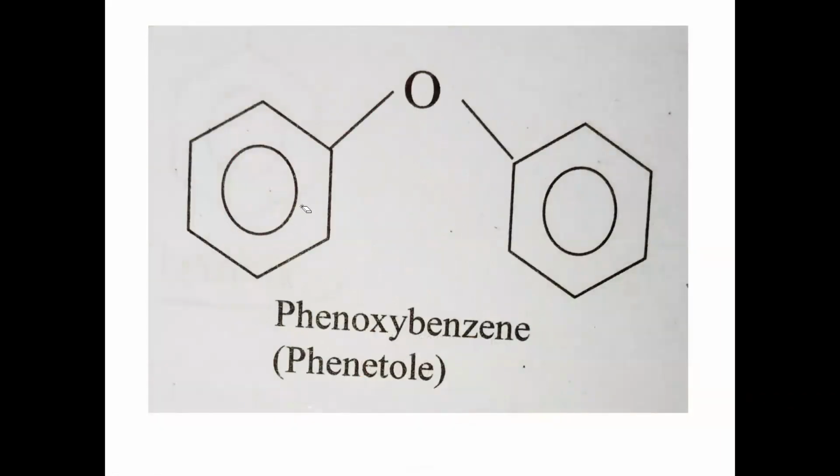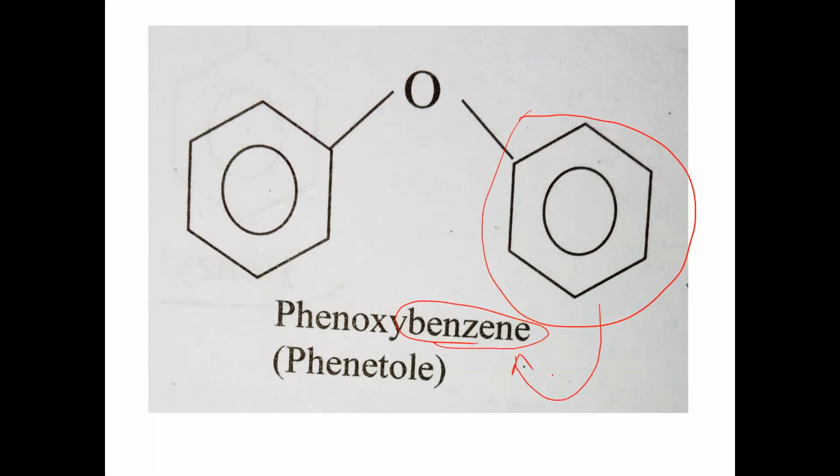Next. Now, between two phenyl rings, what is there? A bond-O-bond, which generally indicates an ether group. In this case, one ring will be taken as the parent. Suppose I take this ring as the parent. This benzene nucleus is the parent, which is benzene.